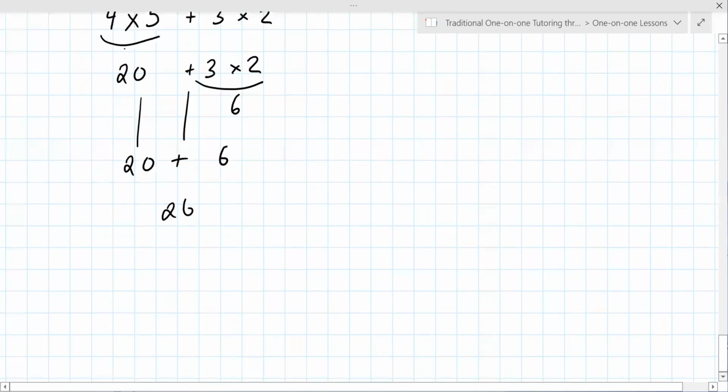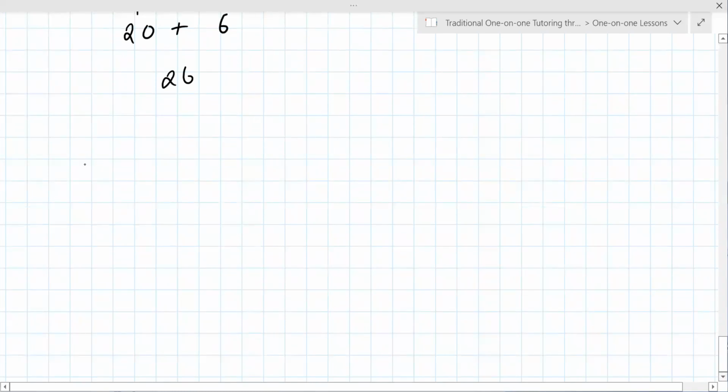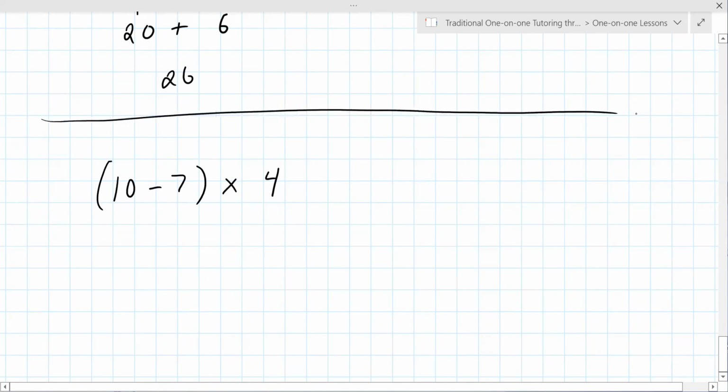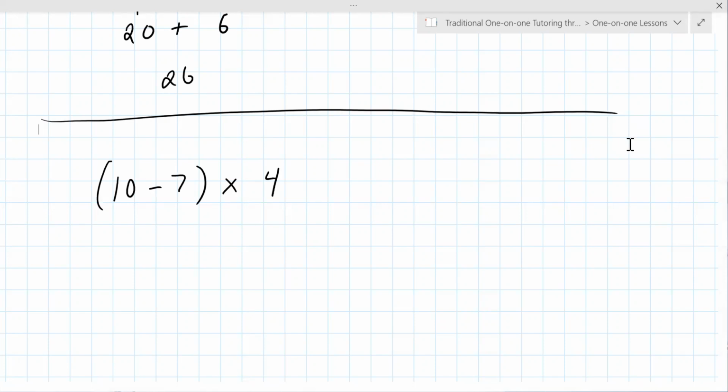What if it's in parentheses? Let's say it's 10 minus 7 in parentheses times 4. What do you do first? What's in parentheses or something else? Do you remember that from class? No. Okay, we won't cover that then.